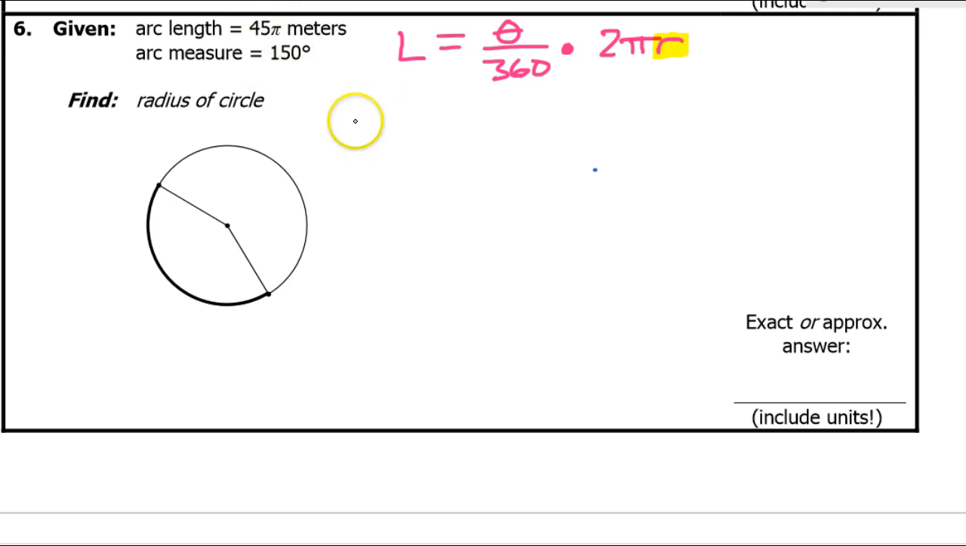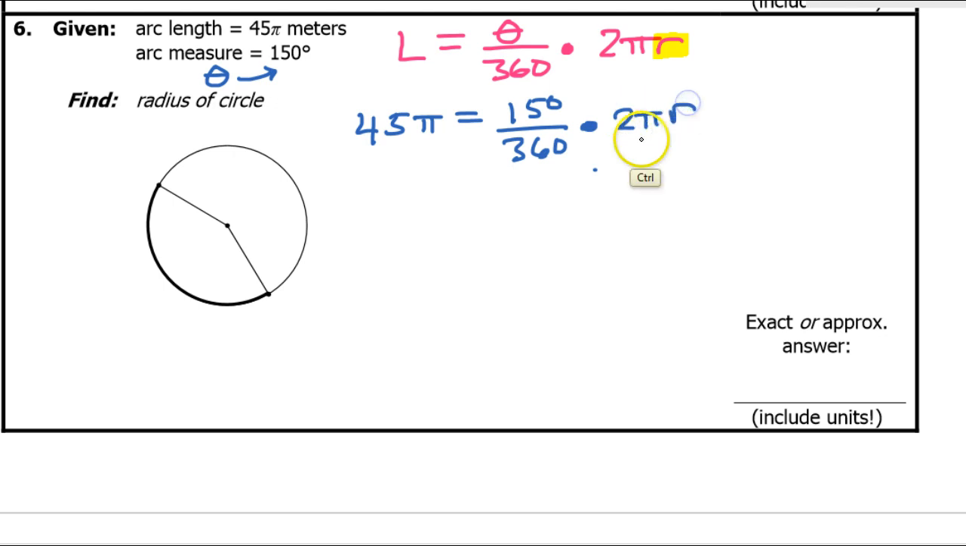So let's go ahead and fill that in. So we have 45 pi for the arc length. Theta. The arc measure is 150 degrees. This is theta. Okay, so I'm going to go ahead and put 150 over 360, okay, times 2 pi r. The next thing I'm about to do is optional. I can't just put everything in my calculator right now because I have to get r by itself.